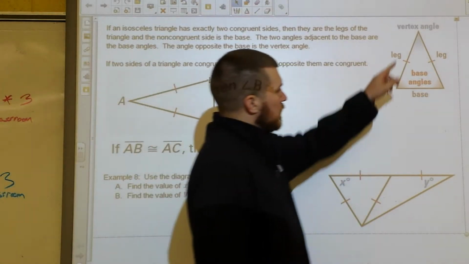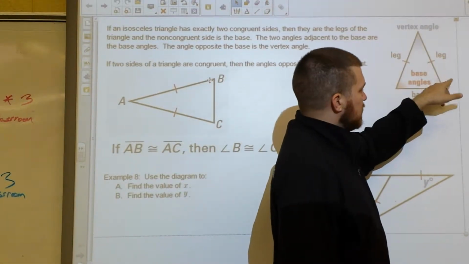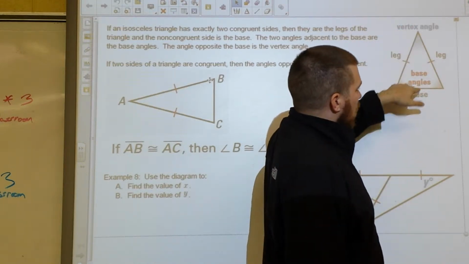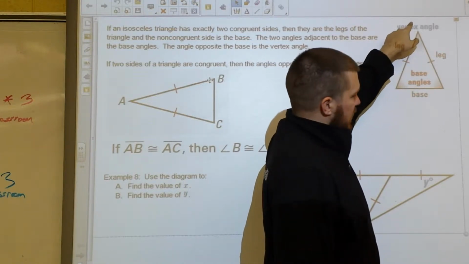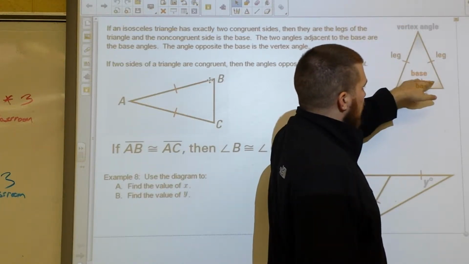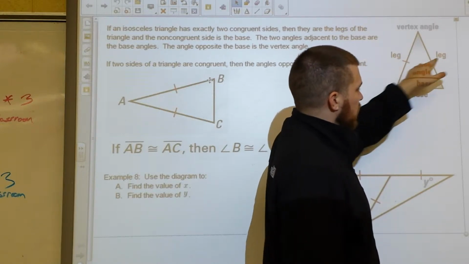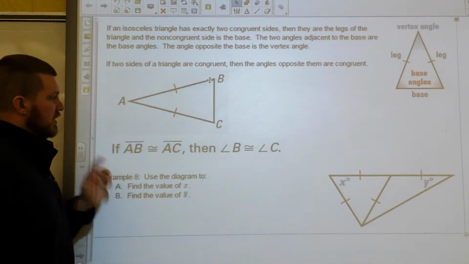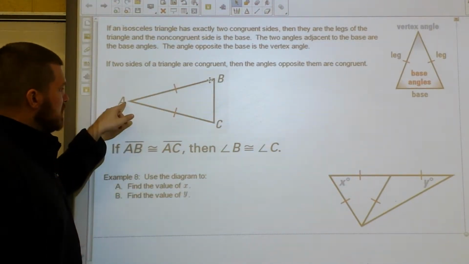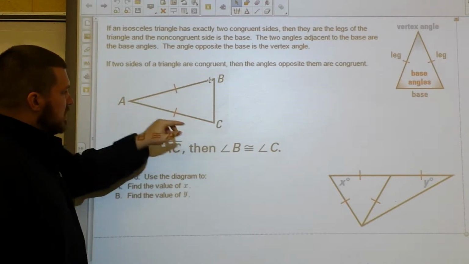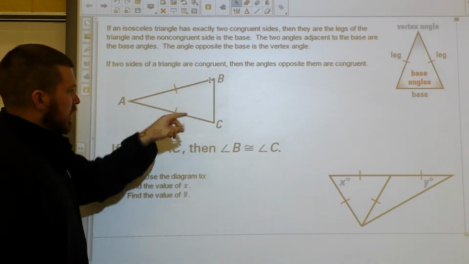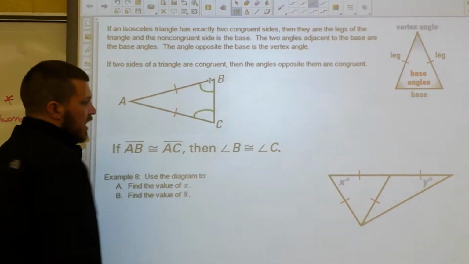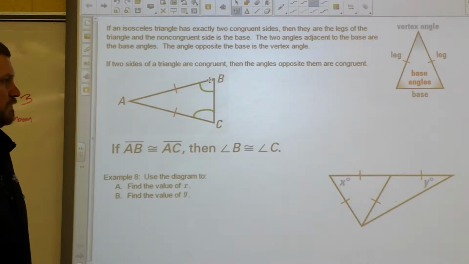So here in the picture, my two congruent sides are called the legs. The non-congruent side is called the base. The vertex angle is always directly across from the base in an isosceles triangle. The other two angles, which are opposite the congruent legs, are called the base angles. And what we know about the base angles in an isosceles triangle is that they're congruent. So for instance, if I have an isosceles triangle ABC, and I know that AB is congruent to AC, then the base angles, angle B and angle C, have to be congruent to each other. That's just a rule.